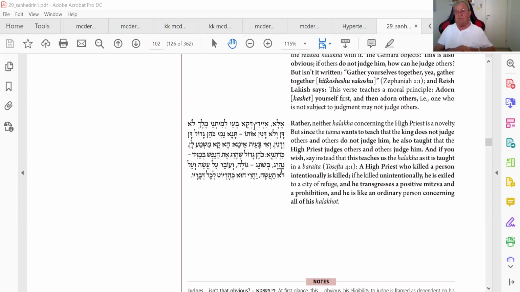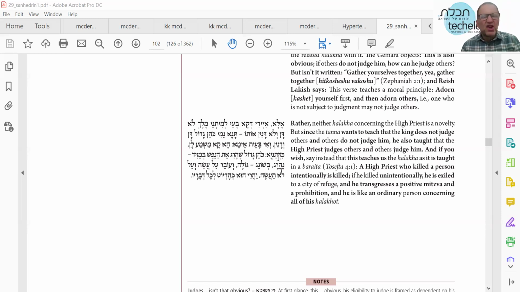The pasuk in Zephania was talking about the general public. It wasn't talking about the Kohen Gadol. It was telling your own nation, all nations. Yeah, it was an exhortation to the people. But what the Gemarah is saying is, well, the Kohen Gadol is part of the people.